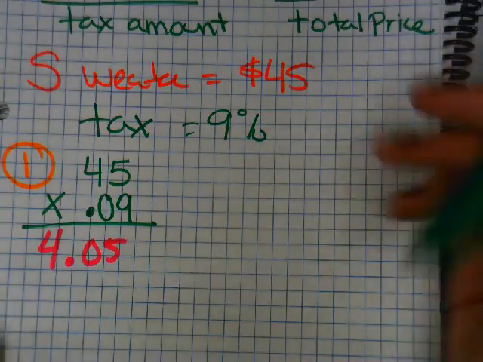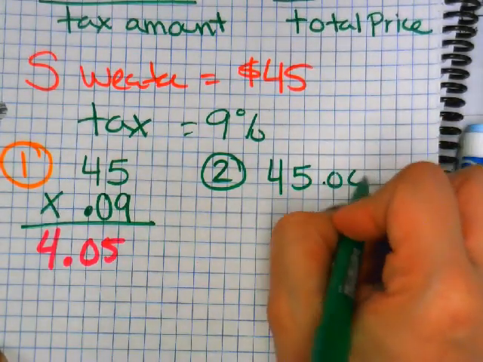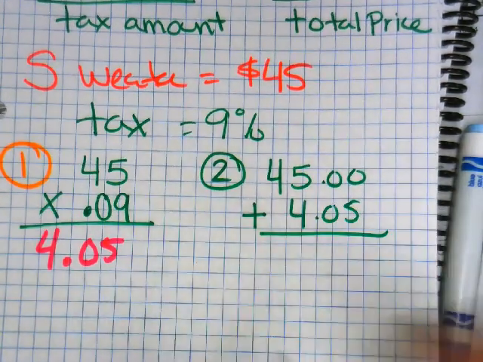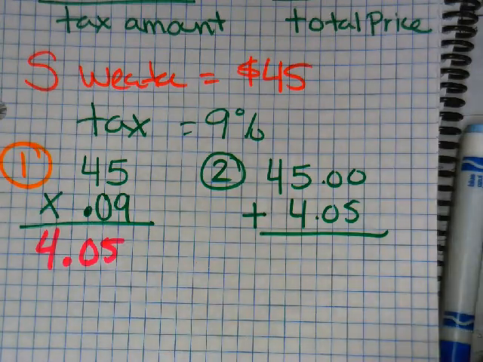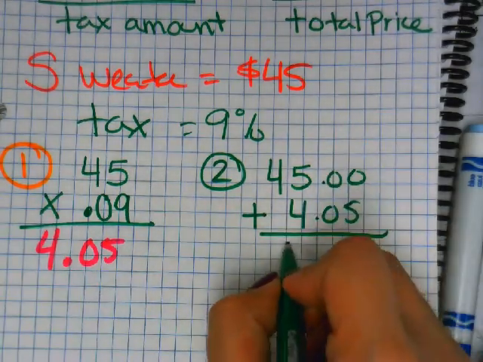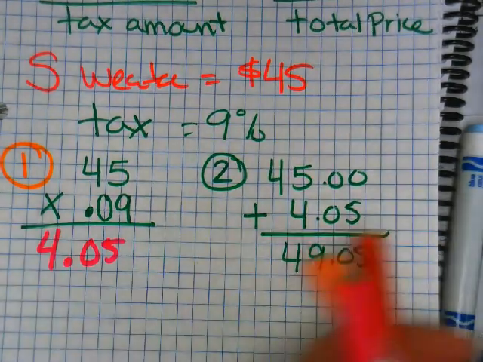Now our second step is $45 plus $4.05. So go ahead and add that either with the calculator or without. 49.05. Good job. Wait, why is it 45? I made up that number. I said the sweater cost $45.